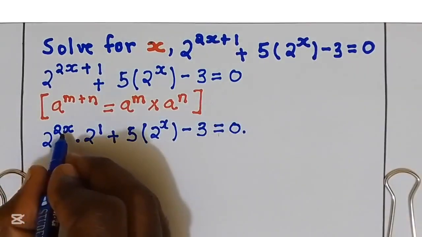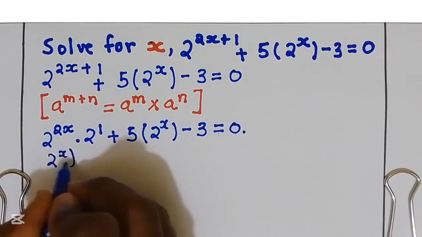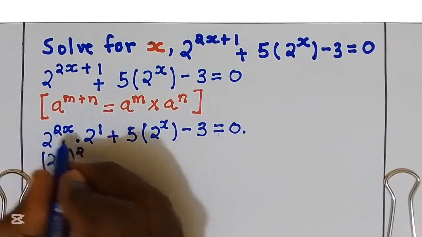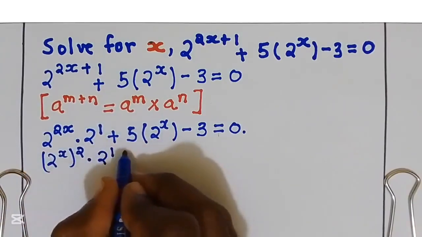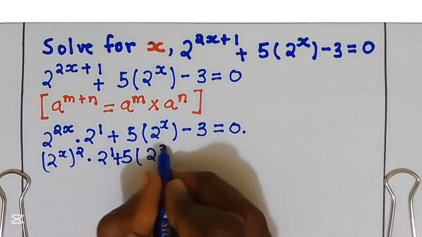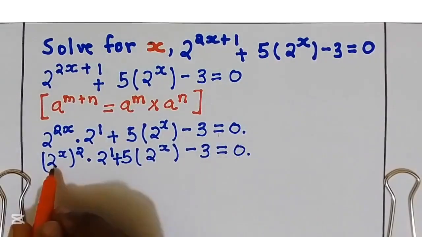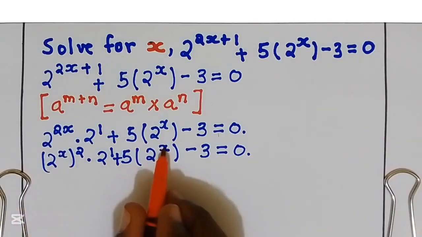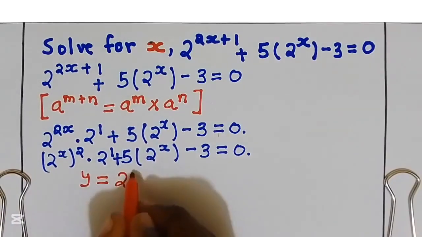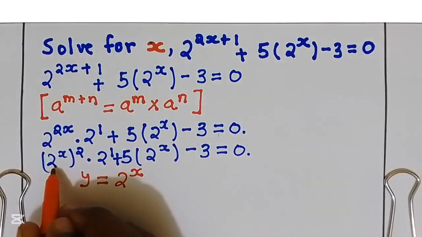2^(2x) is the same as (2^x)^2. So we have (2^x)^2 multiplied by 2^1 plus 5(2^x - 3) equals 0. 2^x and 2^x are common. Now we are going to let y equal 2^x and substitute y in the places where there is 2^x.